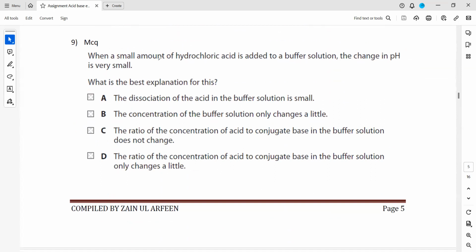In question 9, when a small amount of hydrochloric acid is added to a buffer solution, the change in the pH is very small. So there is a change in pH, but a relatively very small change in pH. What could be the reason for that? Why does the pH not change too much?